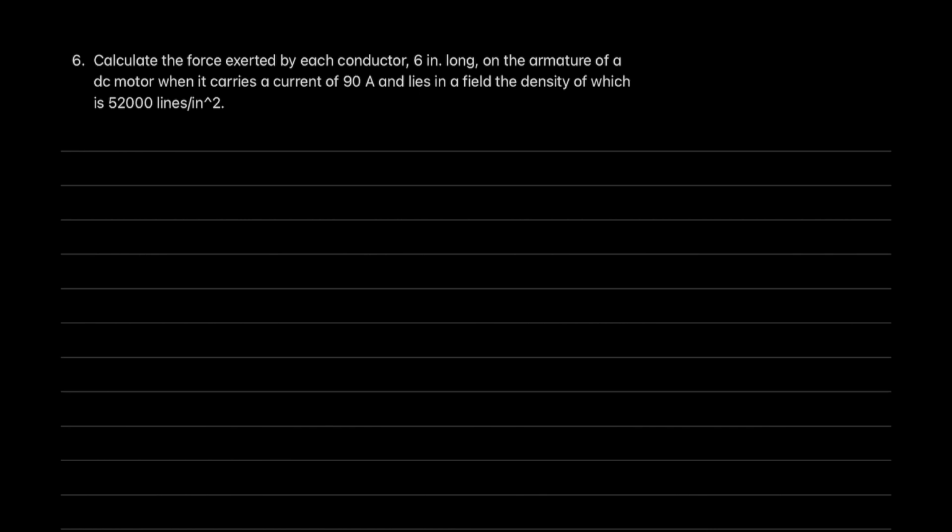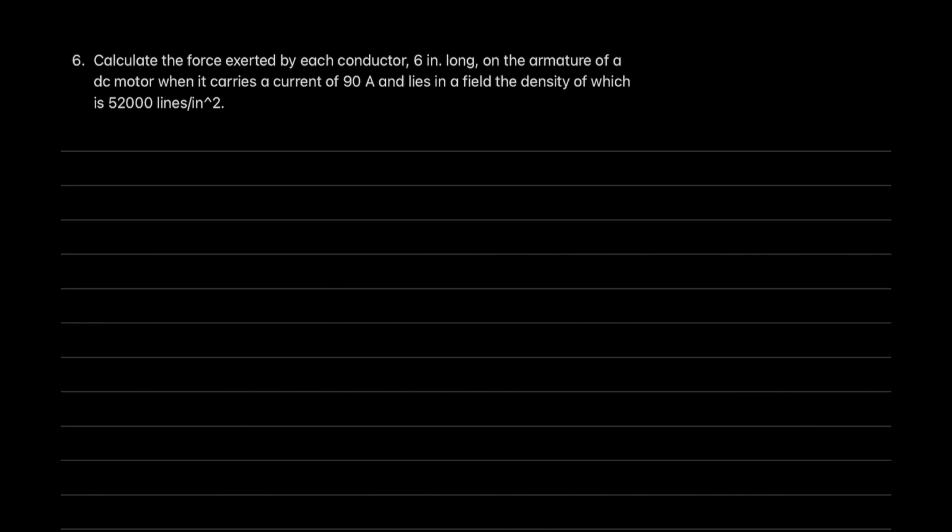Problem number 6. Calculate the force exerted by each conductor 6 inches long on the armature of a DC motor when it carries a current of 90 amperes and lies in a field the density of which is 52,000 lines per square inch.